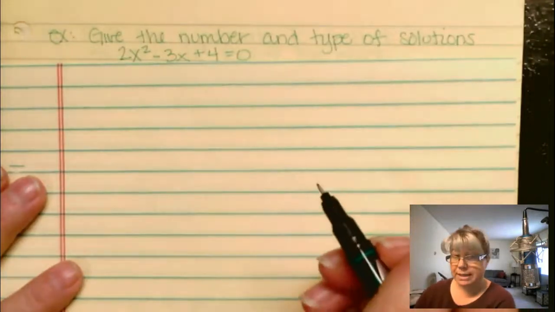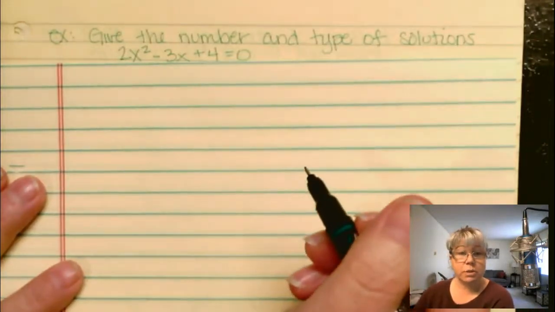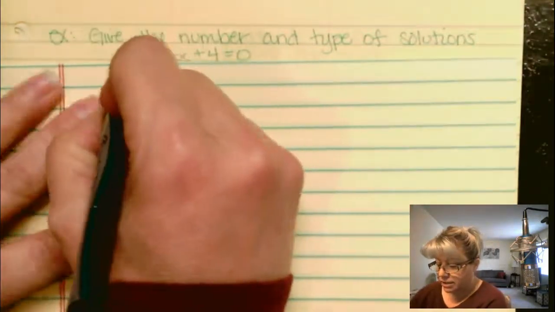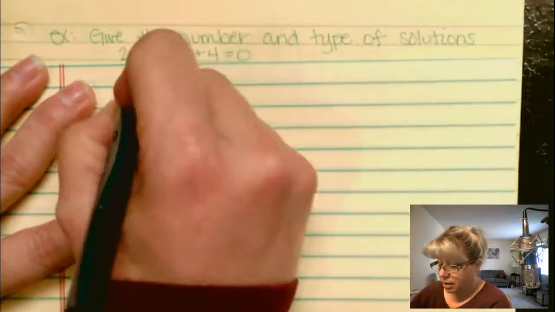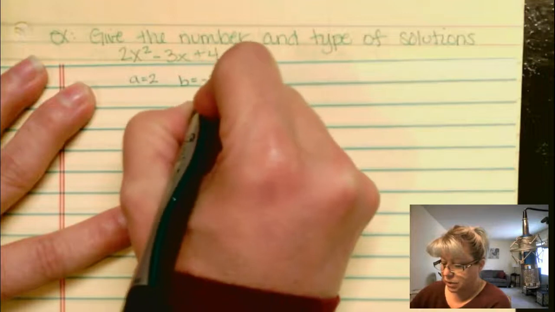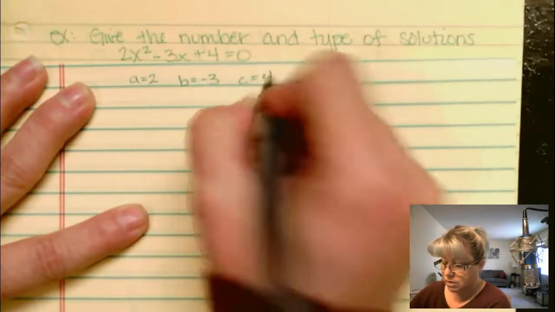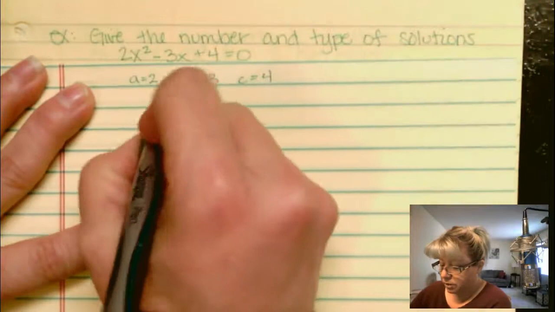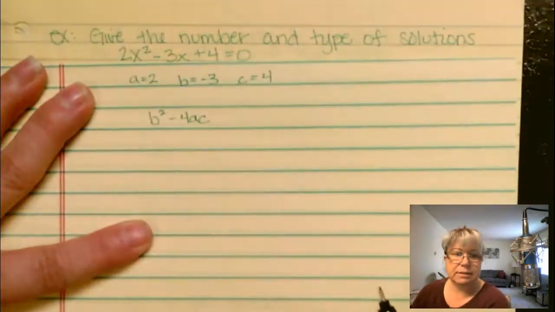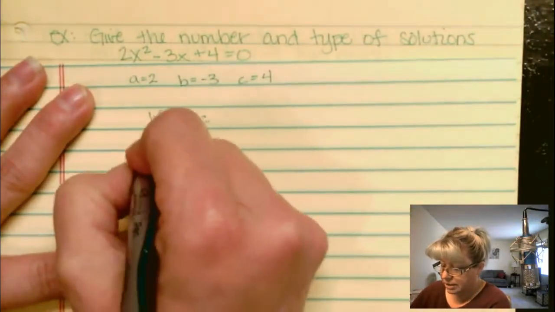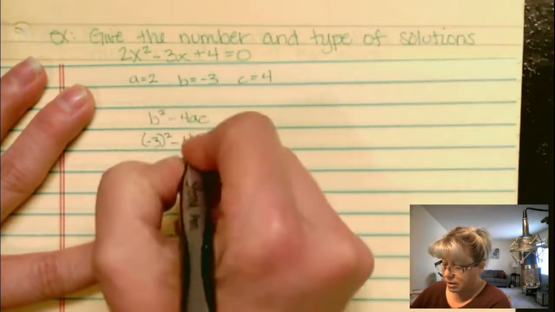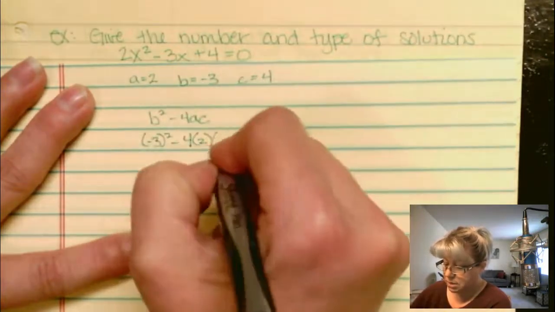Let's work with another example. Again, I'm only going to look at the discriminant to figure out the number and the type of the solutions. So I need to pull out the information for the discriminant. It would be a equals 2, b equals negative 3, and c equals 4. Now I'm looking for the discriminant, b squared minus 4ac. b squared is negative 3 squared minus 4 times 2 times 4.